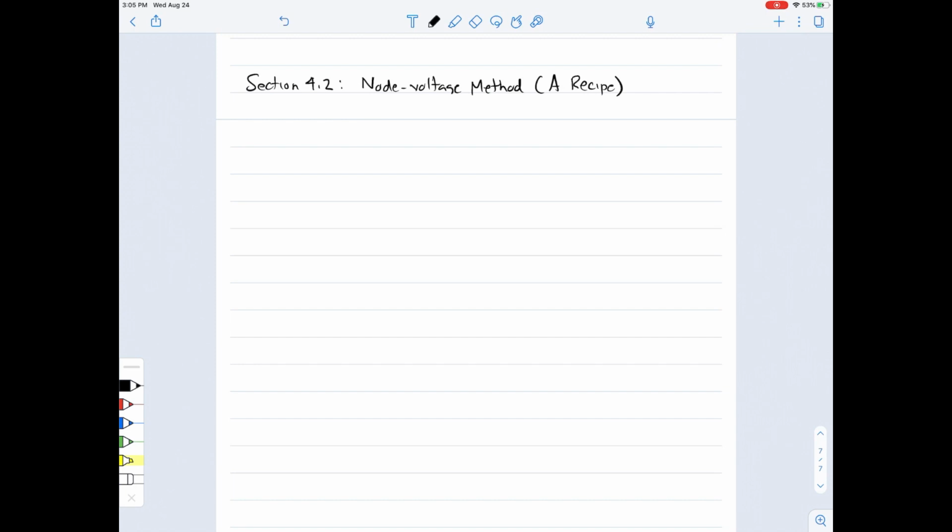But let's go through this step by step. The first step in the recipe is to select a ground node. Now, you can choose any node whatsoever that you want as the ground node, but as we'll see as we go through examples, some ground nodes lead to more work than other ground nodes. And it's only through practice that you actually start gaining a feel for which node is the best node to choose as the ground node. In general, it's usually the node that has the largest number of circuit elements hooked up to it, but not always. So we select this ground node and assign it a node voltage of 0.